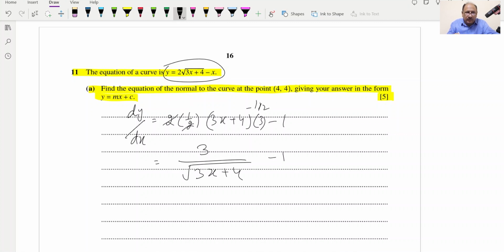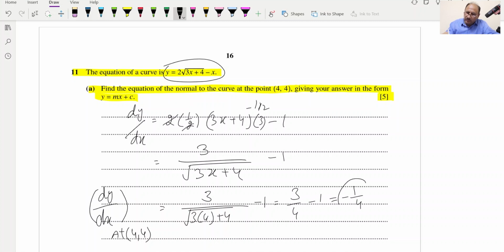Now we can find the gradient at this point, which is 4 and 4. So dy over dx at point 4 and 4 will be equal to 3 over, 3 into 4 plus 4, and this should be under root, and minus 1. This will be 3 by 4 minus 1, which is equal to minus 1 by 4.